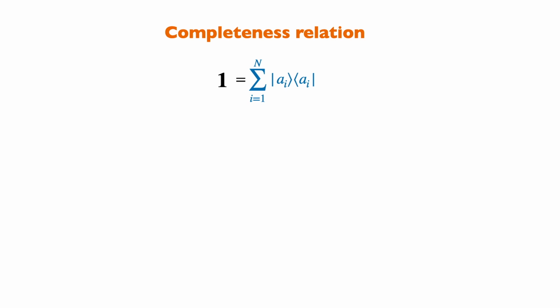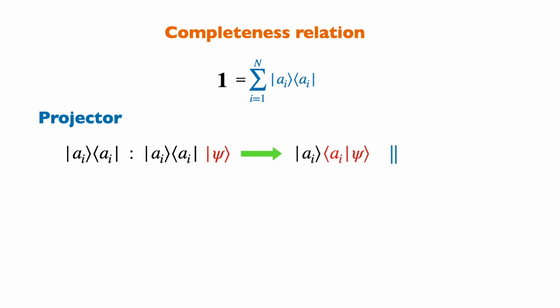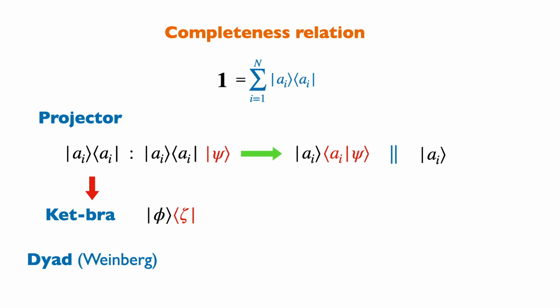Each element in the sum is itself an operator. We call this a projector or a projection operator. The projector associated with a_i projects out the component of psi that is parallel to a_i and eliminates all orthogonal components. If psi is already proportional to a_i, it is then left unchanged. This configuration of an operator is called a ket-bra for obvious reasons. Weinberg calls this a dyad. In general, the ket and bra need not be from the same state.